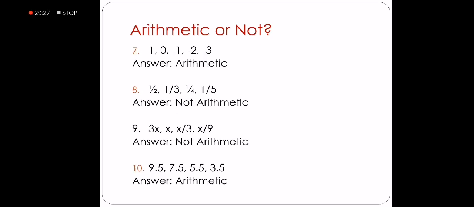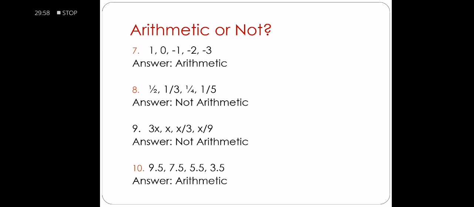In number 7, we have 1, 0, negative 1, negative 2, and negative 3. So, this time, this is an arithmetic sequence. How come? Kasi meron tayong tinatawag na common difference. So, negative 3 minus negative 2 is negative 1, negative 2 minus negative 1 is negative 1, negative 1 minus 0 is negative 1, and 0 minus 1 is negative 1. So that is an arithmetic sequence.